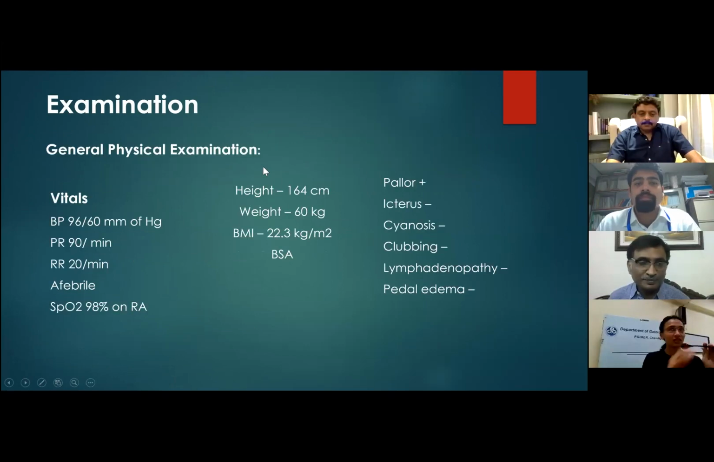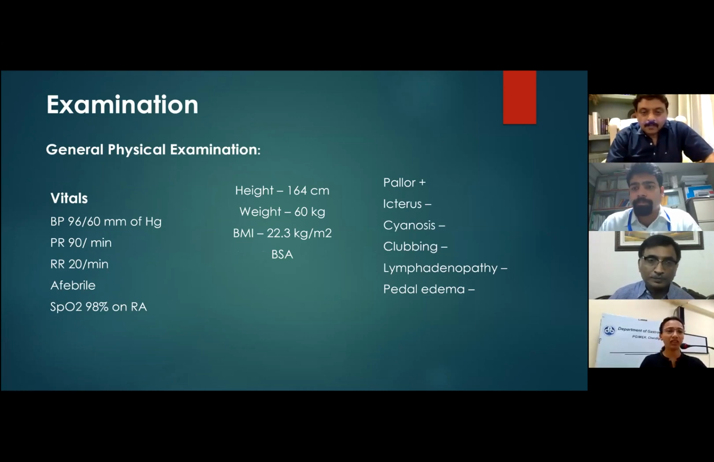Thank you, sir. So I'll be going with the examination. Examination and photography were both done after consent. On general physical examination, vitals were normal. The patient has a BMI of 22.3 kilograms per meter squared. On general physical examination, there was pallor. There was no icterus, cyanosis, clubbing, generalized lymphadenopathy.